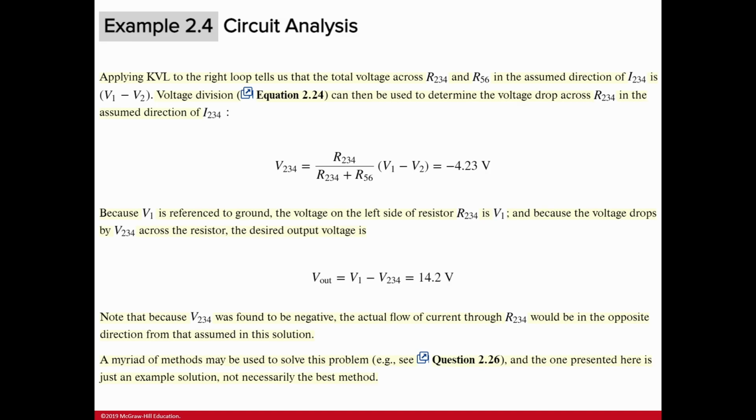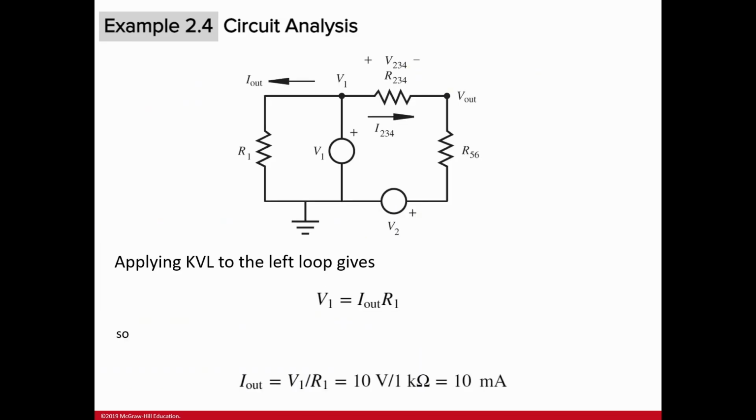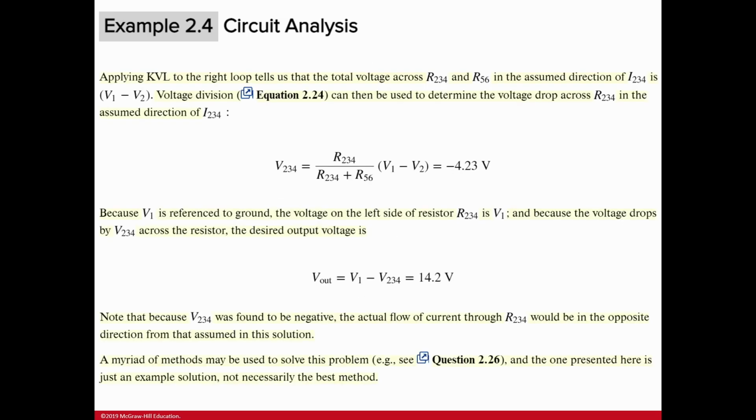Then we get V234 is minus 4.23. Since we got this, we need to calculate V out. What's V out? V out is V1 minus V234. But V234 is minus 4, so actually you add it up. So it's 10 plus 4.23, about 14.23. So this is easy. Is it okay?